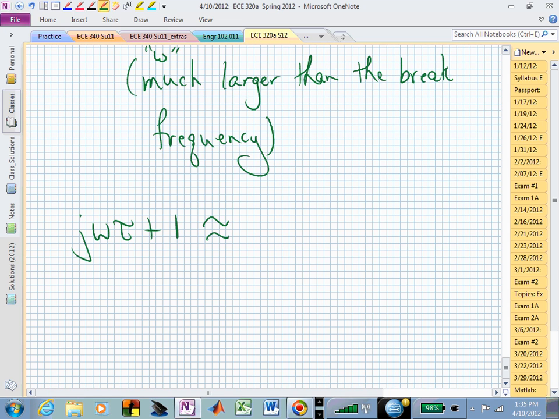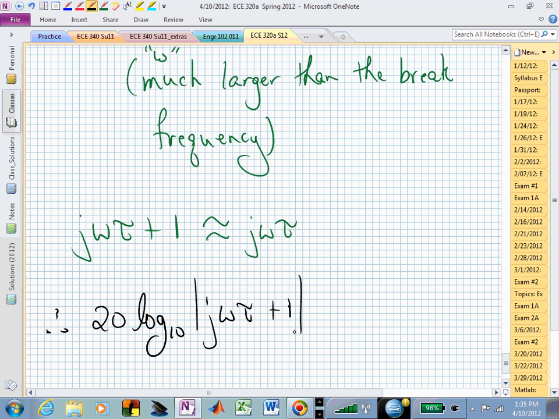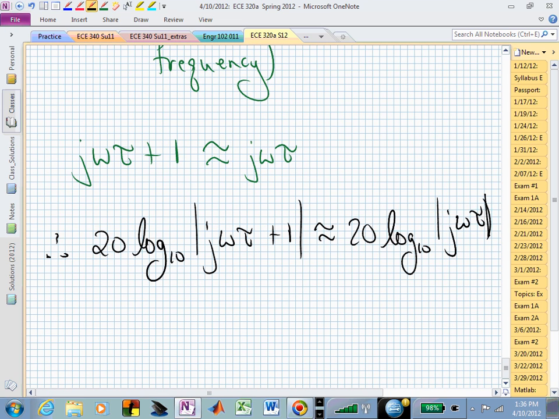Now we're rested. j omega tau plus 1, for omega tau much bigger than 1, looks more like the imaginary part of that number, so it's now j omega tau. Under that condition, we now have 20 log, again base 10, of the magnitude of j omega tau plus 1. We are going to say that's approximately 20 times the log base 10 of j omega tau. And what's the magnitude of j omega tau? We can forget the j now, because we're only interested in the magnitude. So that j goes away.